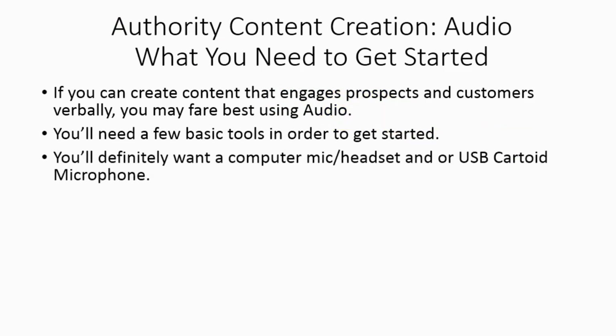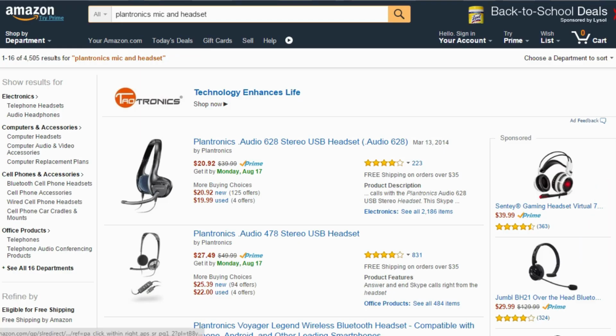You'll definitely want a computer mic and headset and/or a USB cardioid microphone. These items do not have to be super expensive. If you do a simple search inside of the Amazon website, you'll notice that there is a Plantronics audio, I think it's a 628. You'll see that it's a general headset. This is just fine to be able to create audio using your personal computer, whether you use a Mac or an actual PC.